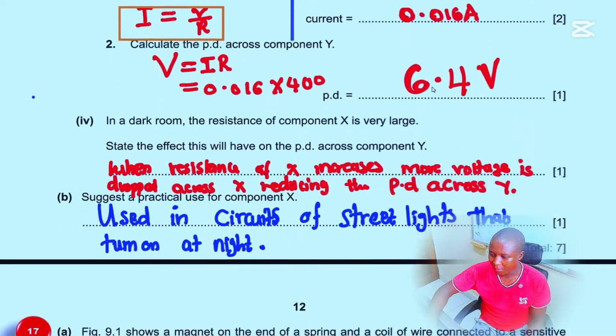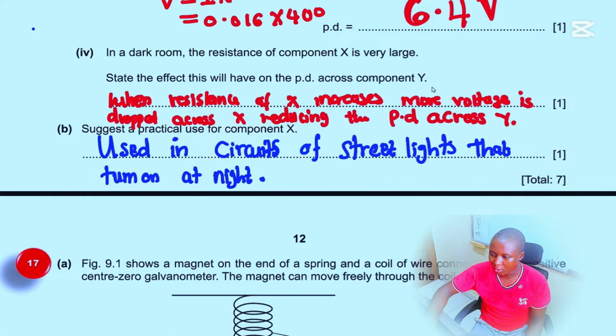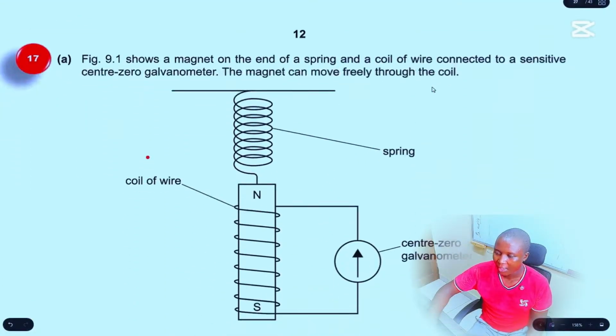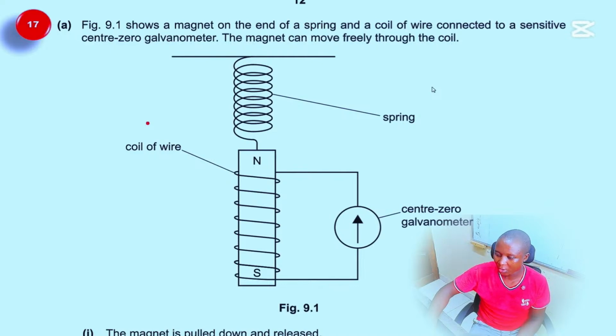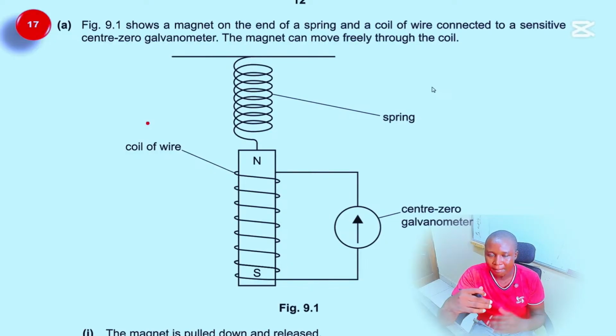All right, so the application, the practical use of component X, I've already mentioned that. Now let us change gear and talk about electromagnetic induction. Remember, electricity can be generated using a magnet and a conductor. When magnetic fields cut through a coil, or when a coil cuts through a magnetic field, an electric current or an EMF is induced. This induced EMF results in the flow of current.